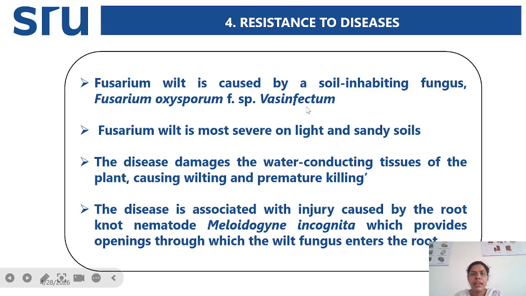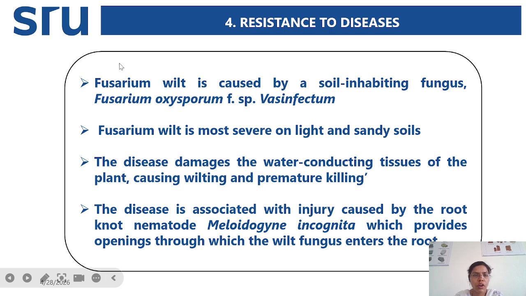And next is resistance to diseases. The fourth objective is resistance to biotic and abiotic stresses. First we'll discuss the biotic stresses, that is the diseases. Next we'll discuss the pests, and then we'll discuss the abiotic stresses. First, we'll discuss the diseases. Generally, disease is a biotic stress.